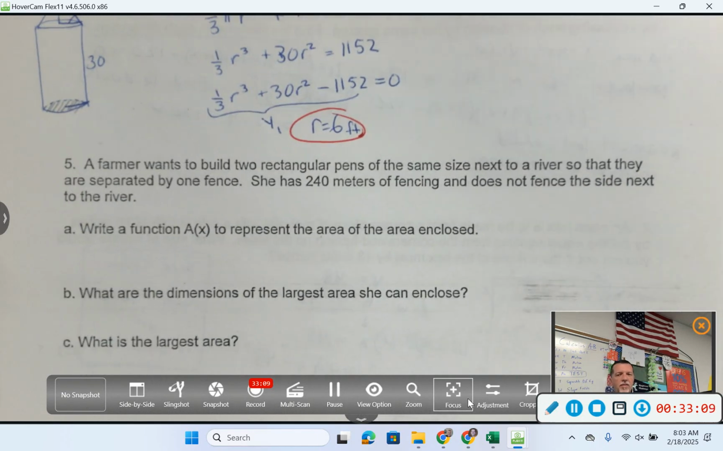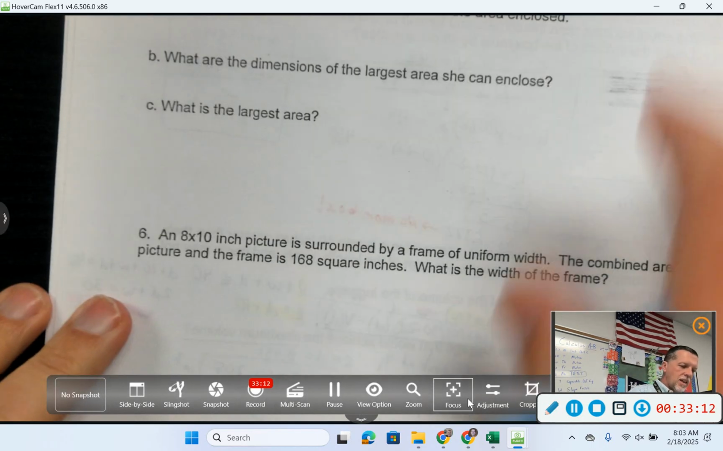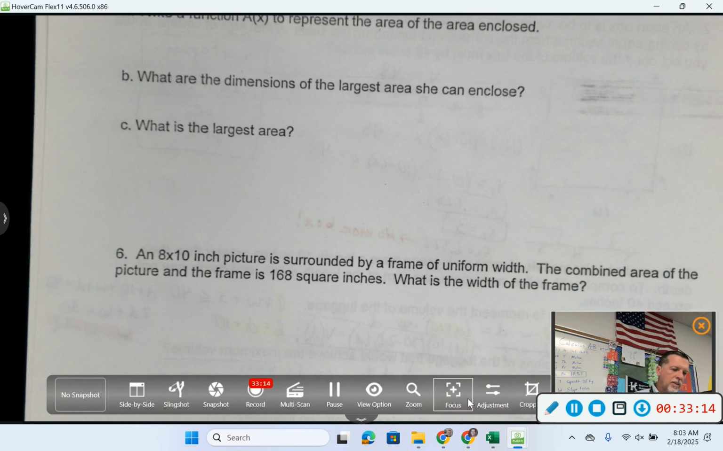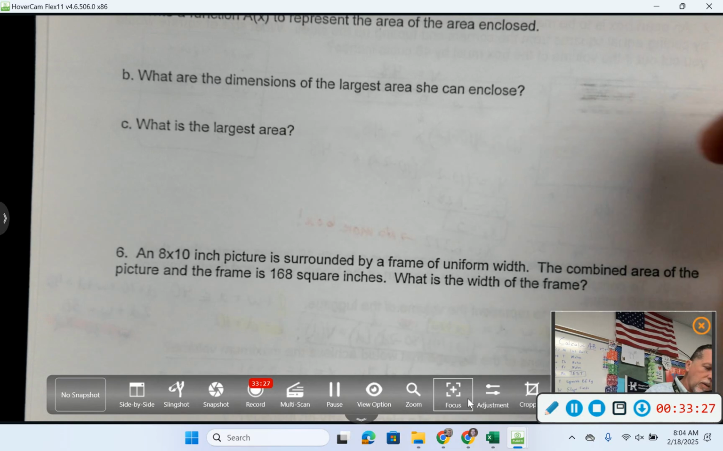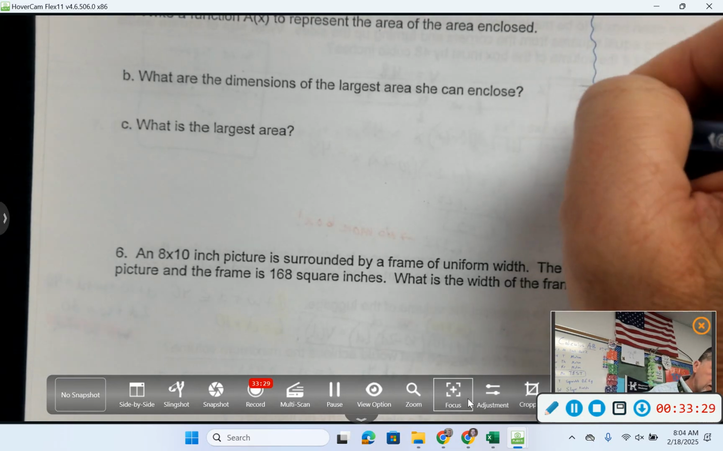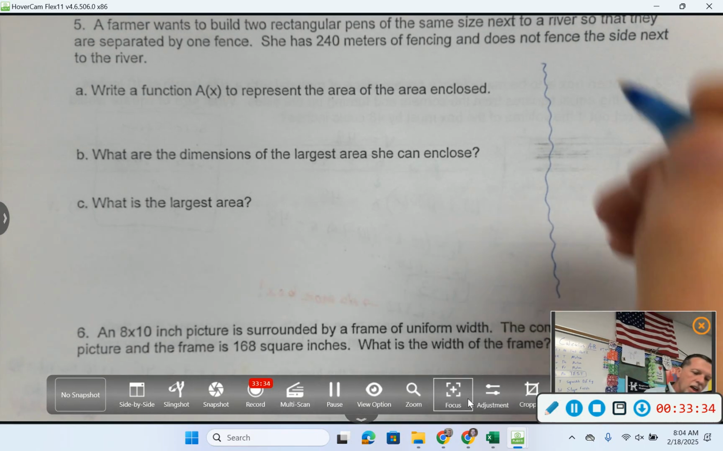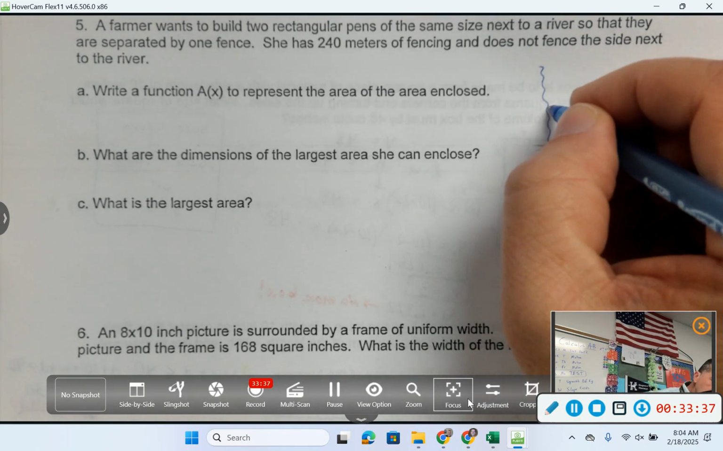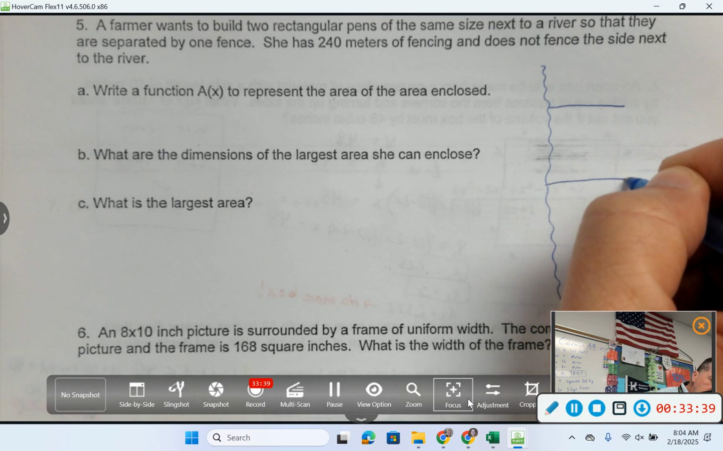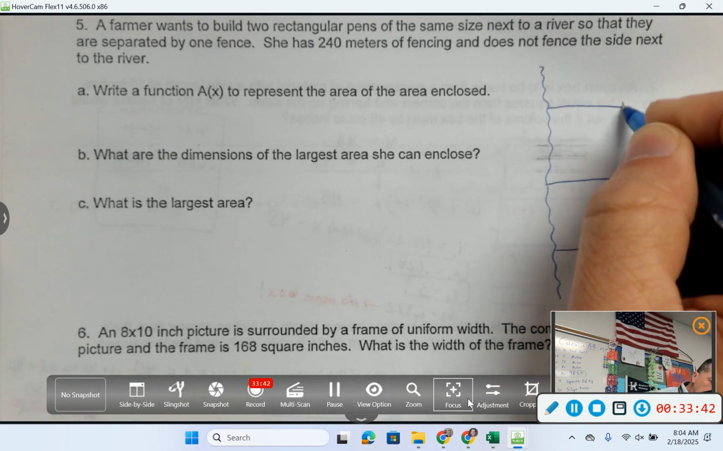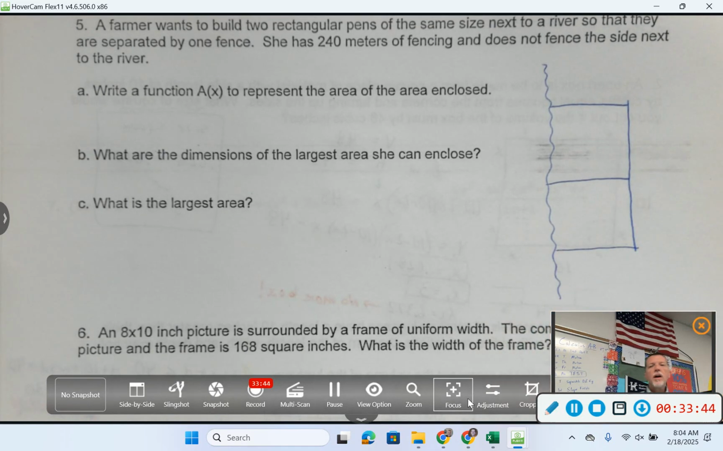All right, number 5. Last one for me. A farmer wants to build 2 rectangular pens of the same size next to a river so that they are separated by one fence. She has 240 meters of fencing and does not fence the side next to the river. This is another classic calculus problem here. So there's my river. I don't need to fence along the river, but I do need 2 pens along the river for whatever reason. Of the same size.